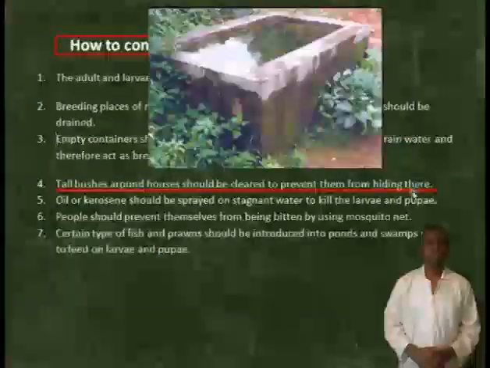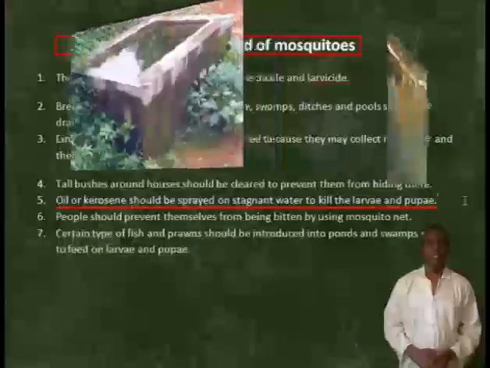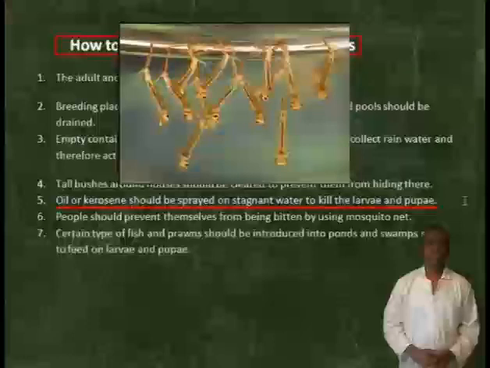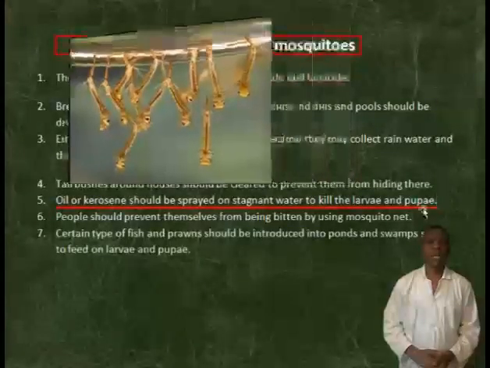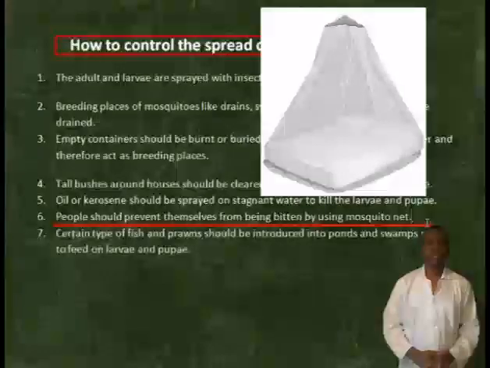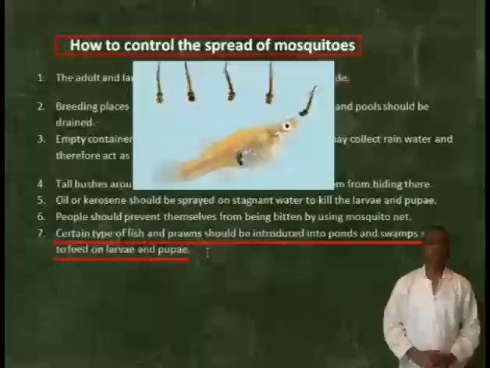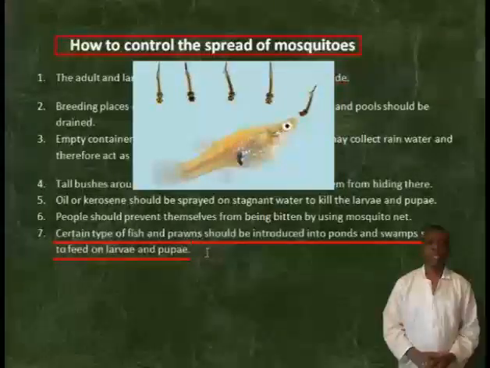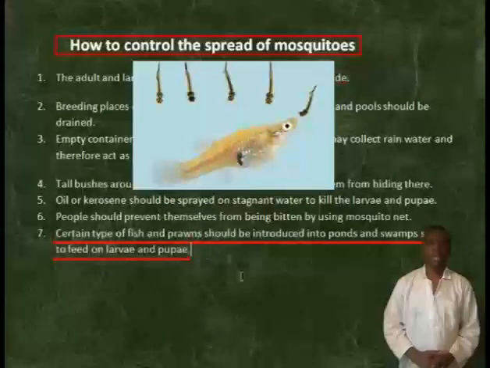Tall bushes around houses should be cleared to prevent mosquitoes from hiding there. Oil or kerosene should be sprayed on stagnant water to kill the larvae and pupae. People should protect themselves from being bitten by using mosquito nets. Certain types of fish and prawn should be introduced into ponds and swamps so as to feed on larvae and pupae.